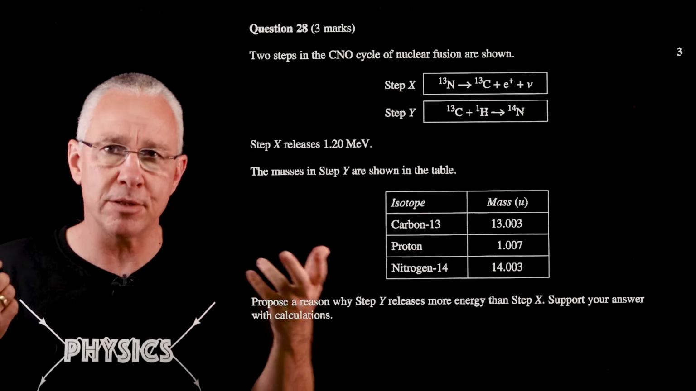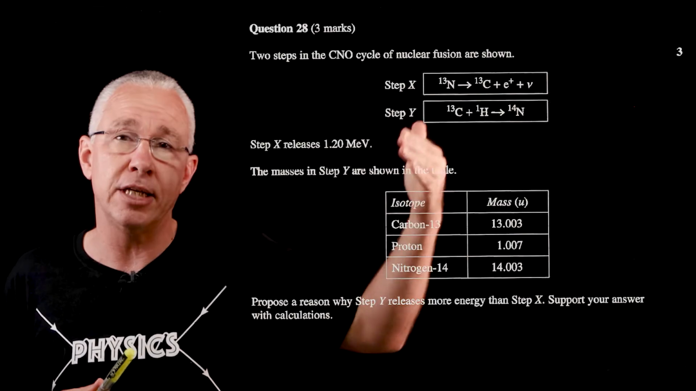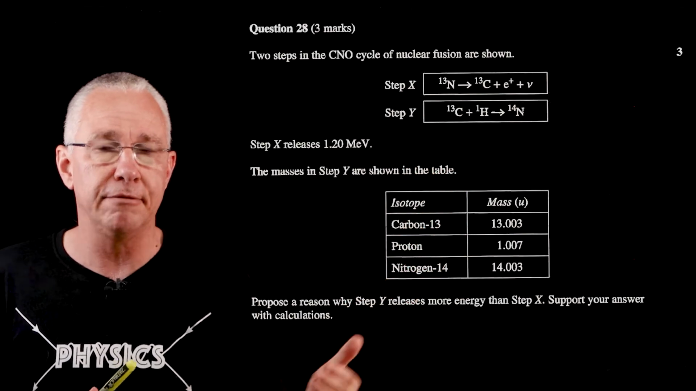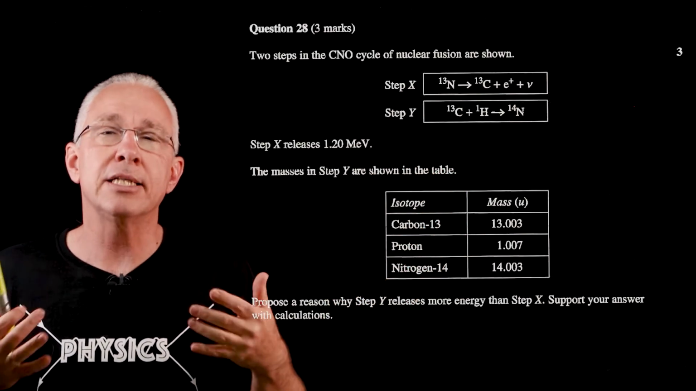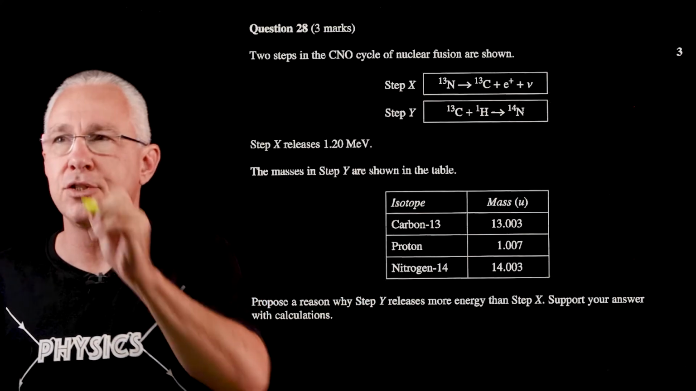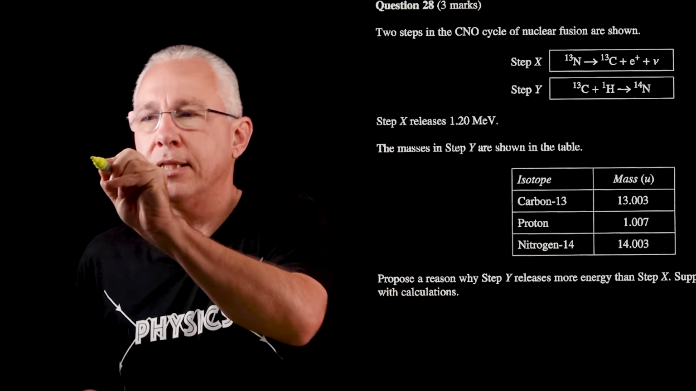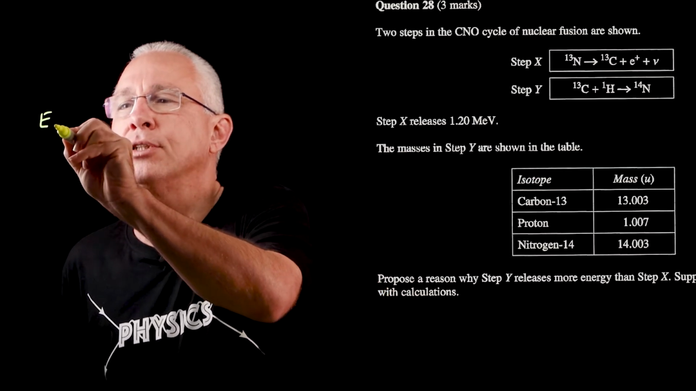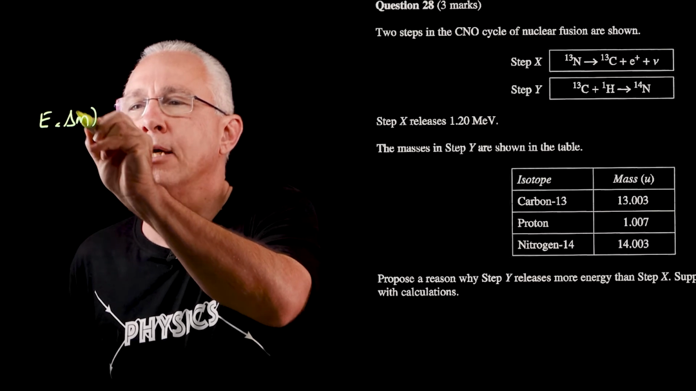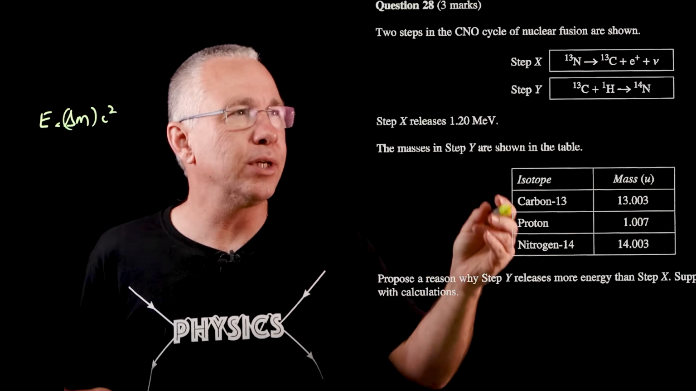So our proposed reason is simply to say that the mass defect, and therefore the energy that gets converted from that mass defect in step Y, is going to be greater than the one for step X, but we need to support this with the calculation. So again, quick reminder here that we are interested in the energy as a result of our mass defect multiplied by c squared. So let's start over here.